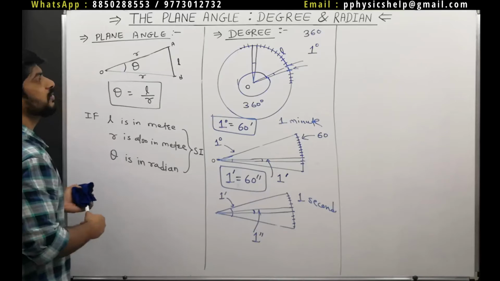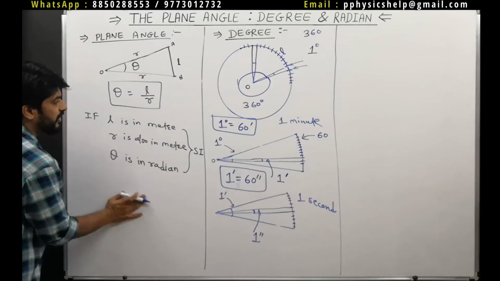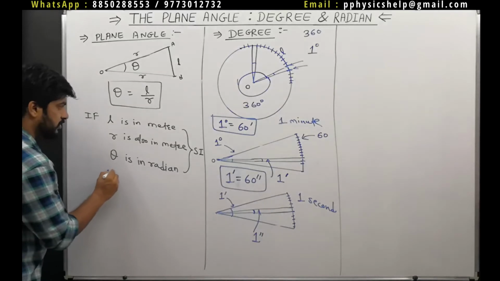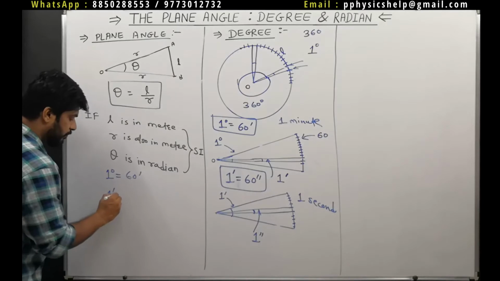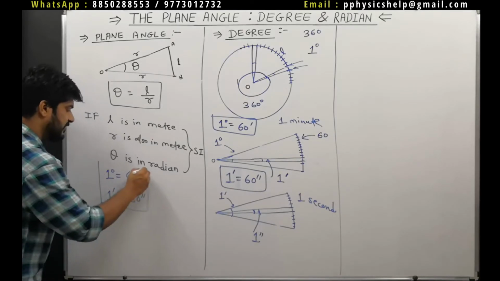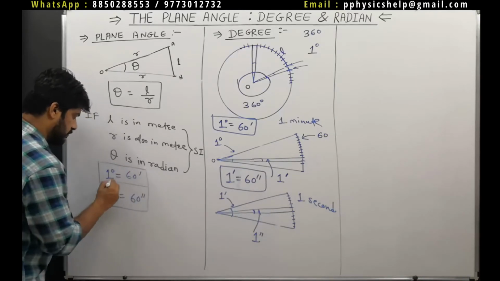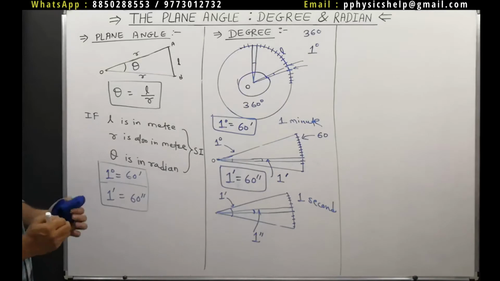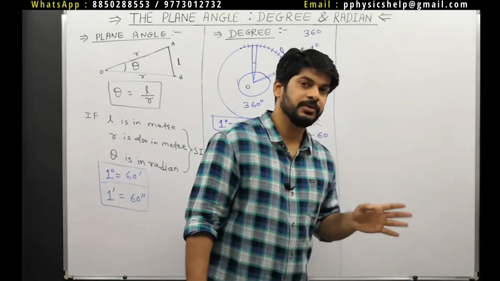Now we can do the further job, that is radians. Now we have to define what a radian is. So I will note down this main equation: 1 degree is 60 minutes and 1 minute is equal to 60 seconds. Let's keep these in mind. In this way, degree has now been defined: degree, minute, second.